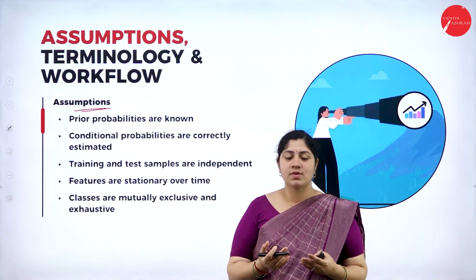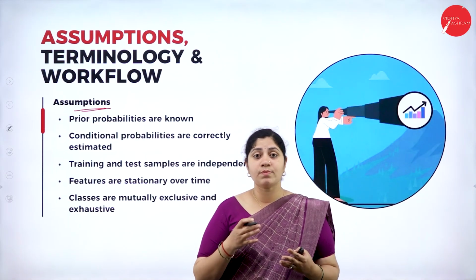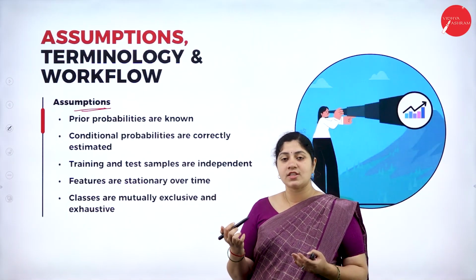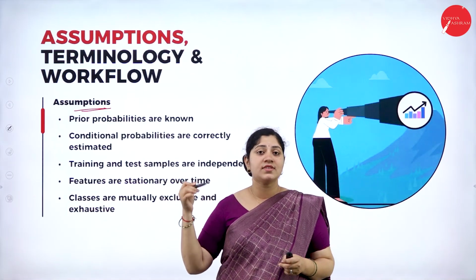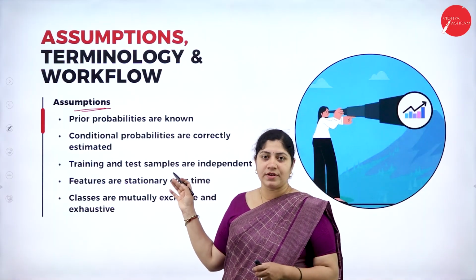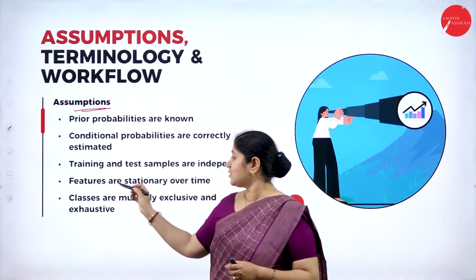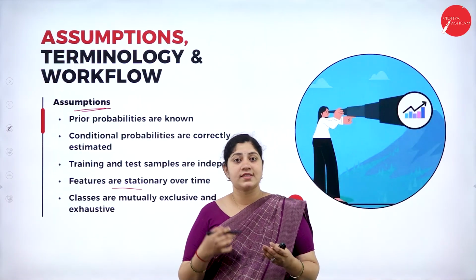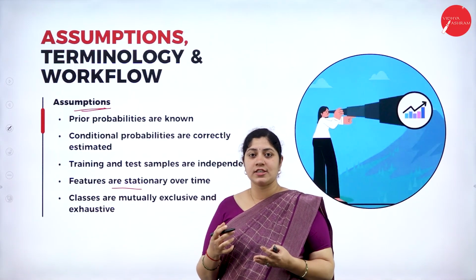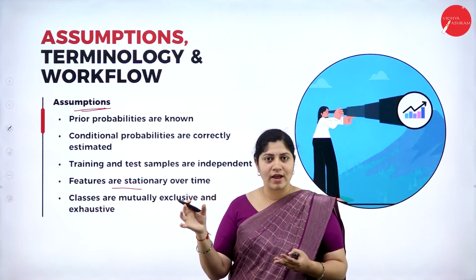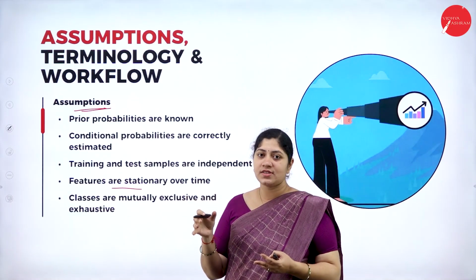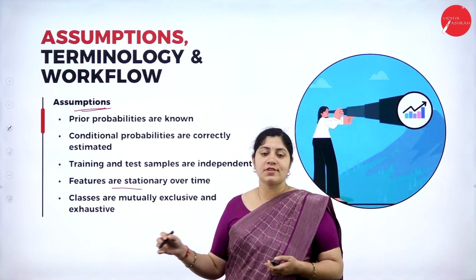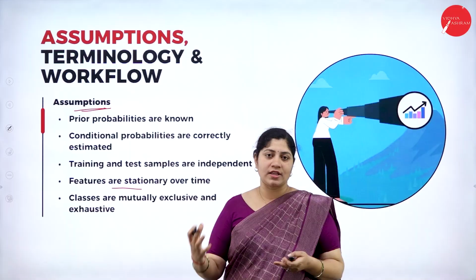Then the second assumption that we can consider is that the conditional probabilities are perfectly estimated. The third assumption is that the training and the test samples are completely independent. Then the next assumption is that the features are stationary over the time period. Yes, the next assumption that we can consider here is about the classes that we define, right? Yes, those classes are mutually exclusive as well as exhaustive. Thus, these are the assumptions that are considered under the Bayes classification method.